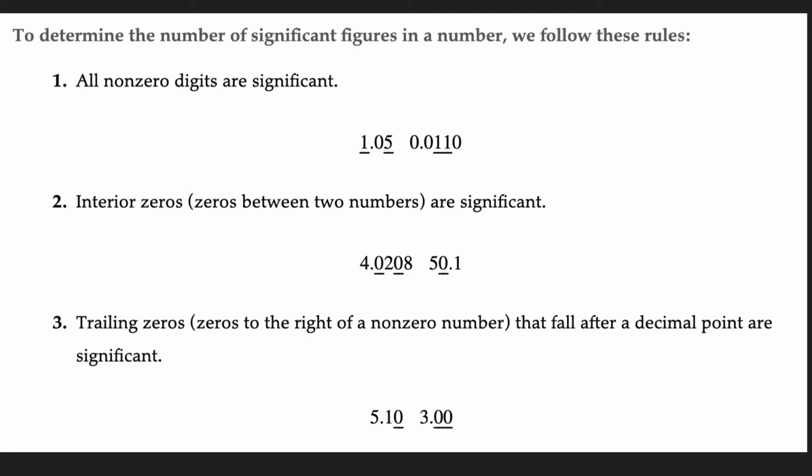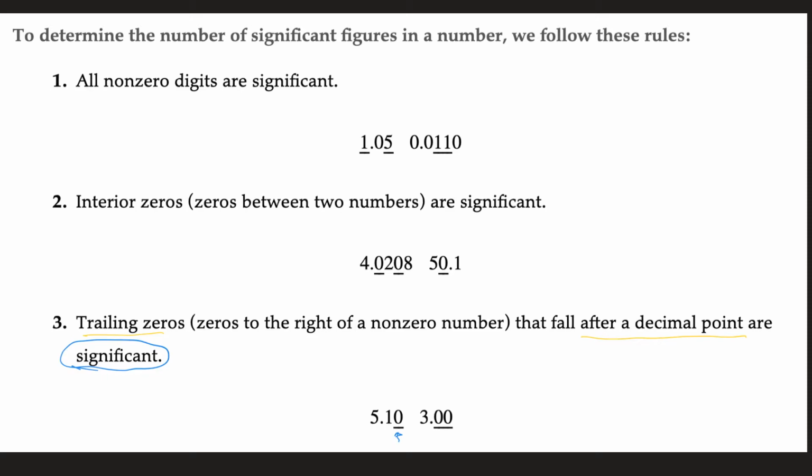Sometimes zeros just hold a place. They tell us how big or how small the number is, and we'll get to that in a minute. But here at rule number 3, we're looking at trailing zeros that are after the decimal point. All right, trailing zeros that are after the decimal point. Are they significant or not? And we're going to say that they are significant.